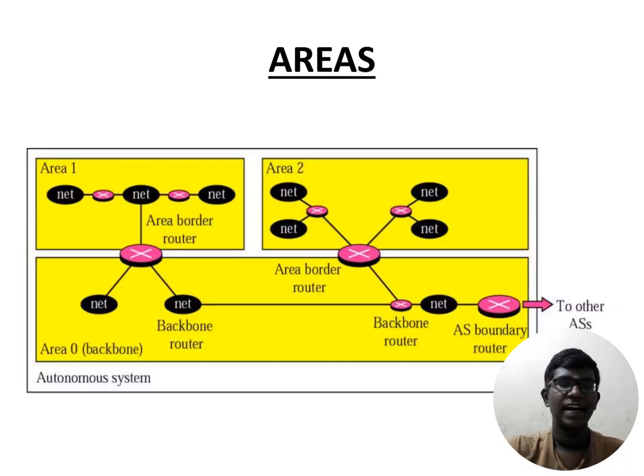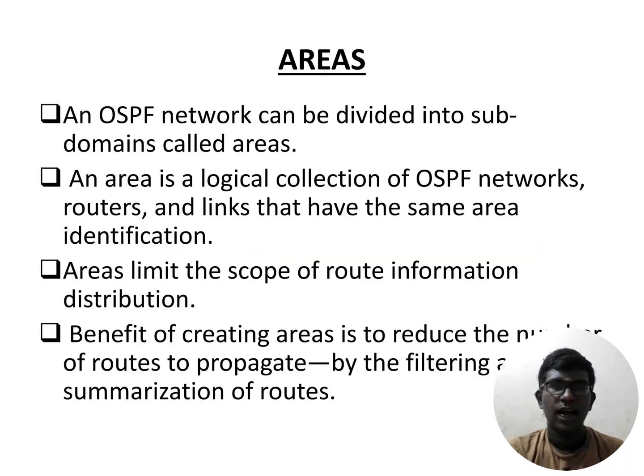Areas. What is an area in OSPF? An OSPF network can be divided into subdomains called areas. An area is a logical collection of OSPF networks, routers, and links that have the same area identification. Areas limit the scope of route information distribution. The benefit of creating areas is to reduce the number of routes to propagate by the filtering mechanism and summarization of routes.